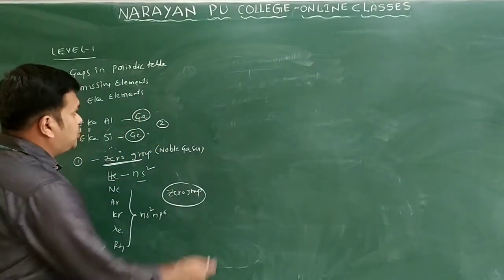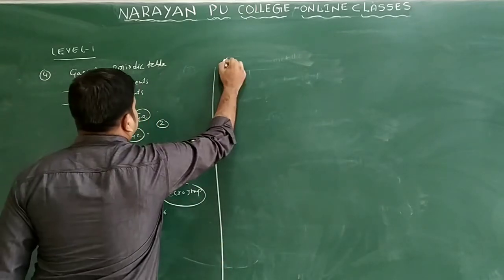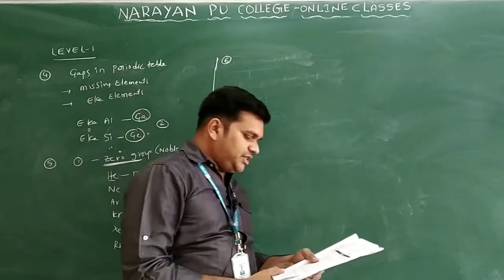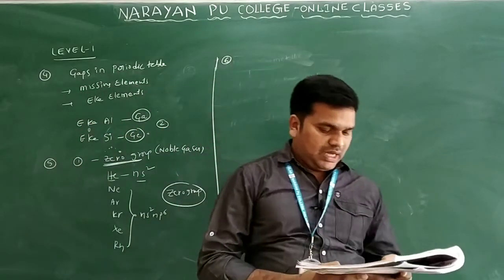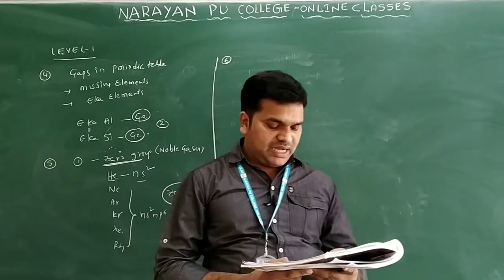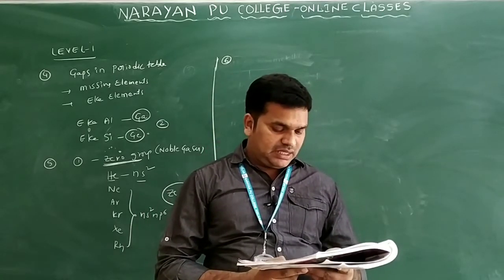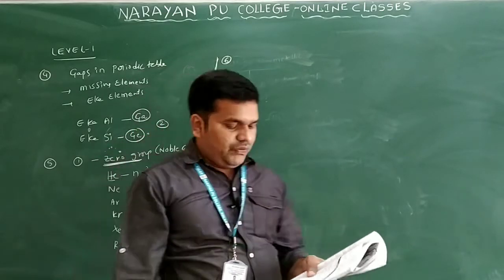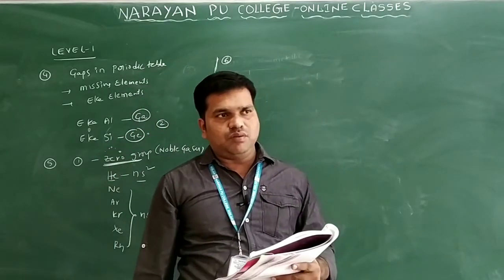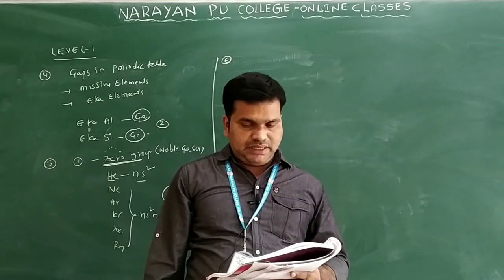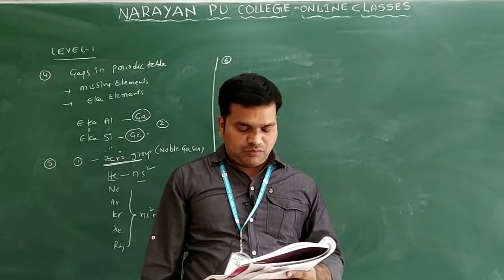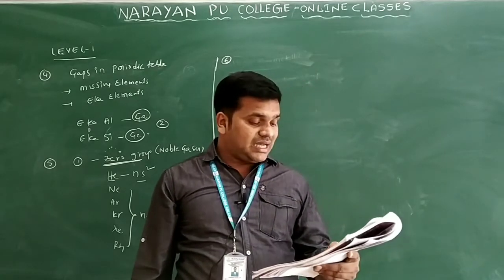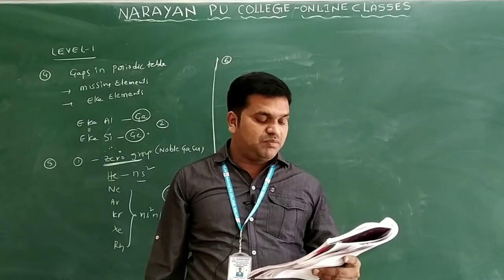Now let us see question number 6. The element which exhibits both vertical column and horizontal row similarities only. Vertical columns we call groups, and horizontal rows we call periods. So what they are asking here is which elements exhibit the same similarities.